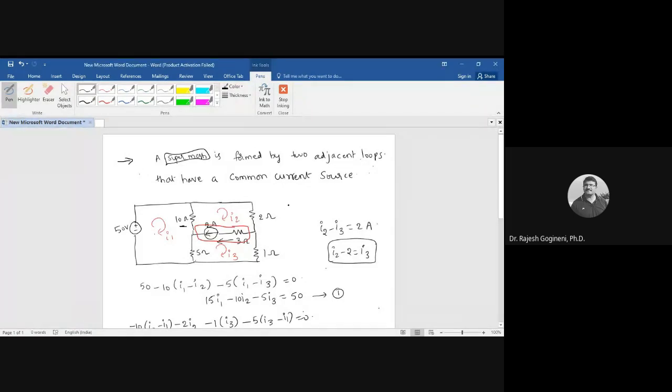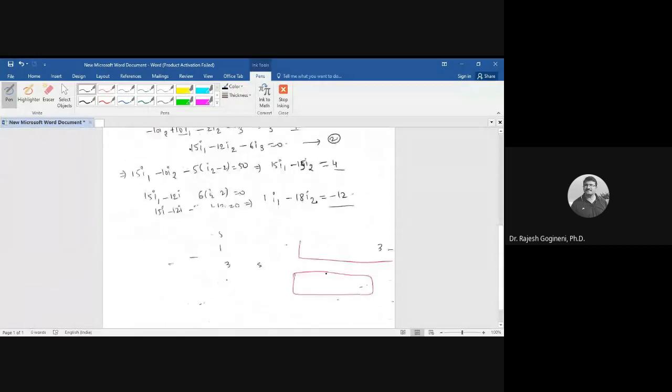That is already here on the presentation. A super mesh means any current source. If any current source is there between any two loops, then we will combine those two loops and form a mesh which is known as a super mesh, and then we will apply the KVL equations. Okay, so everyone got the answers here.